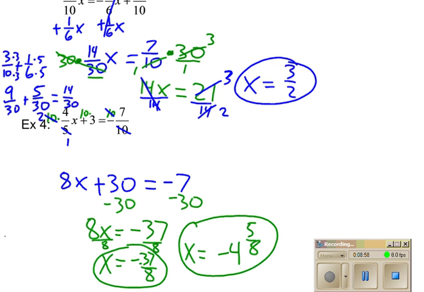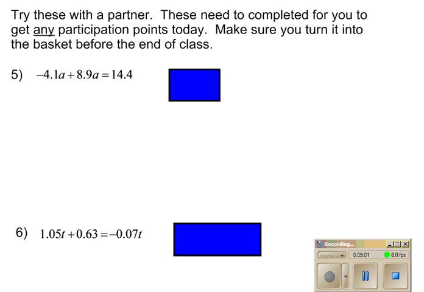What you're going to do next is try 5, 6, and 7 with a partner. You need to complete all of these problems before the end of the day. Otherwise you won't get any participation points. If I don't see any answers for 5, 6, or 7, sorry, but there's no points for this. Good luck, and once you finish, start your assignment.